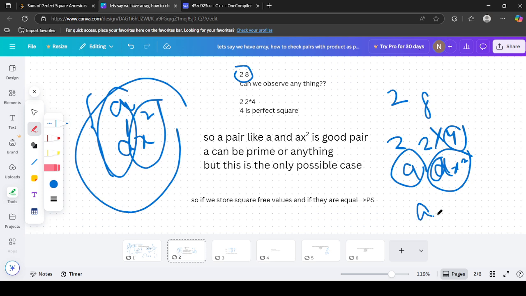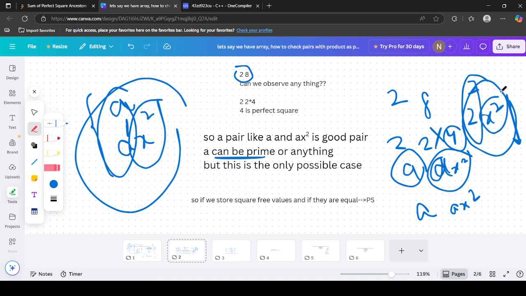So if we have a number x and some kind of number x square, we got a good pair. A can be prime or anything. So a can be 2 and it can be 2x square. So x can be 1, 2, 3, 4, 5 and so on. Independent of x, both products will be perfect square. Why? Because we have the same number multiplied and we have another perfect square. So this is the only possible case.